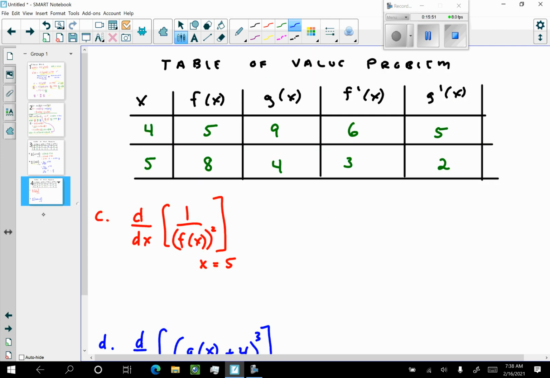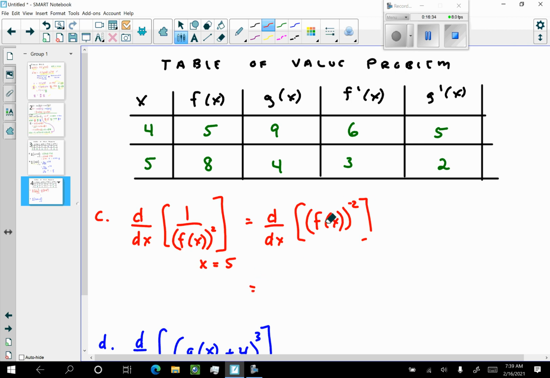Same table of values, just copied here. 2 more problems. Here I want the derivative with respect to x of 1 over f of x squared. All of these are chain rule problems. Before I take this derivative, I'm going to take this f of x squared and put it on top, because it's going to make it easier to find the derivative. So that's going to be f of x to the negative 2. Now I'm going to differentiate that.